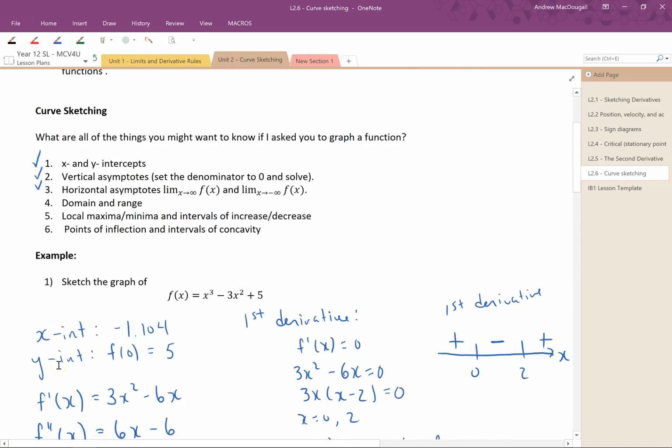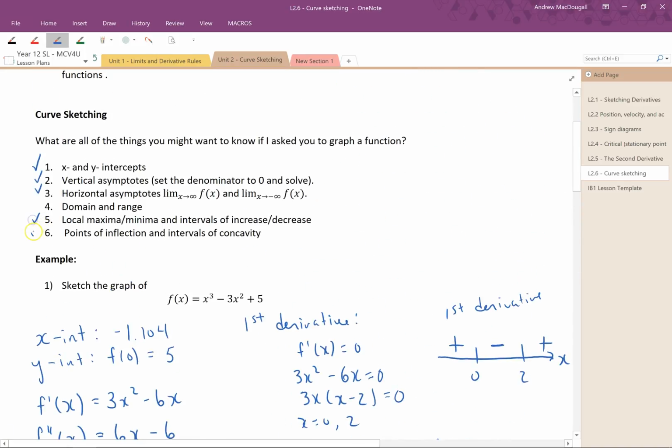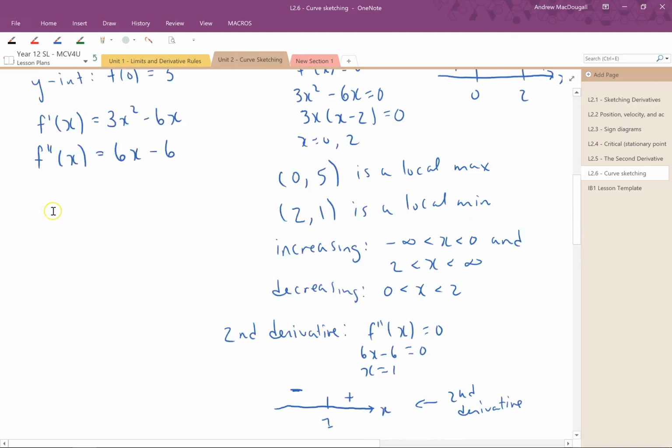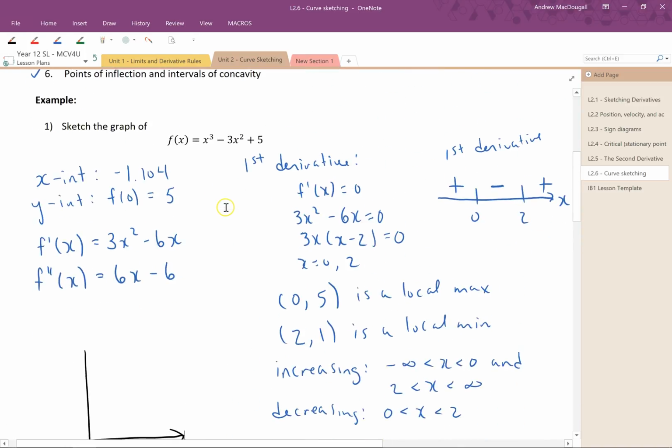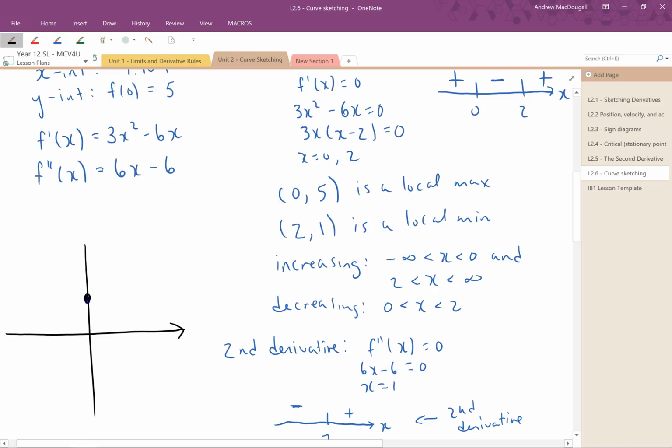Okay, so let's graph this. We've done local max and min, inflection points. So let's plot the easy stuff first. The y-intercept is at (0, 5). Let's call this point (0, 5). We have a local max at (0, 5).